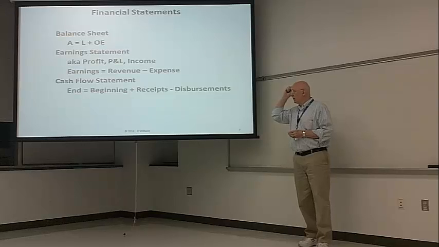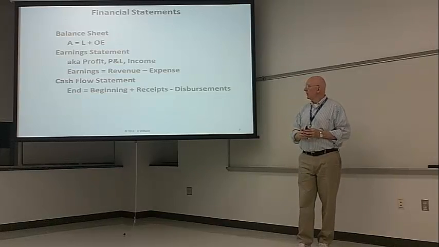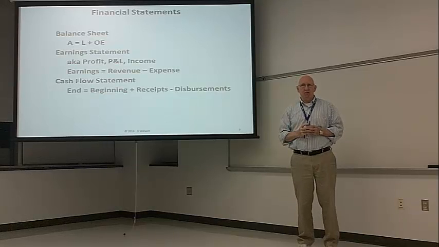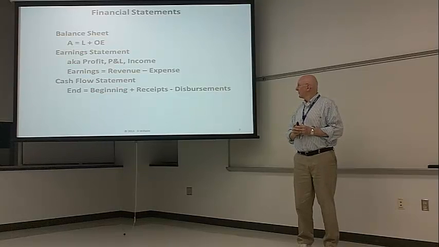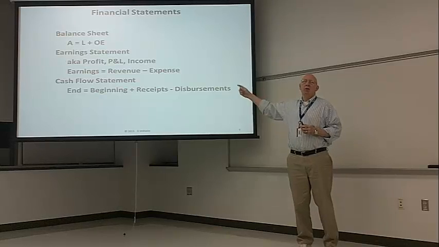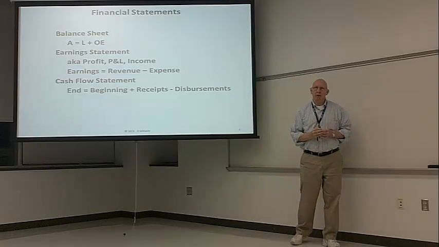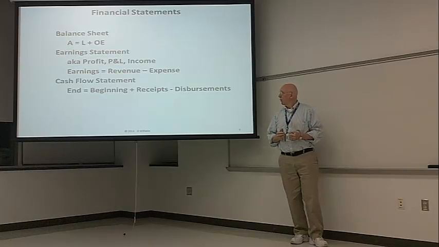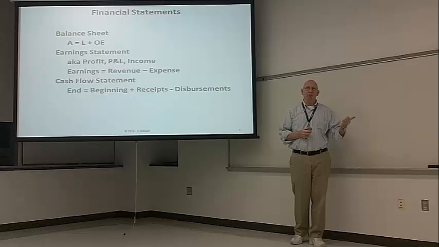In the cash flow statement, the ending cash is equal to the beginning cash plus the receipts minus the disbursements. And notice the difference in terminology. For the earnings statement, we have revenue and expenses. For the cash flow statement, we have receipts and disbursements.